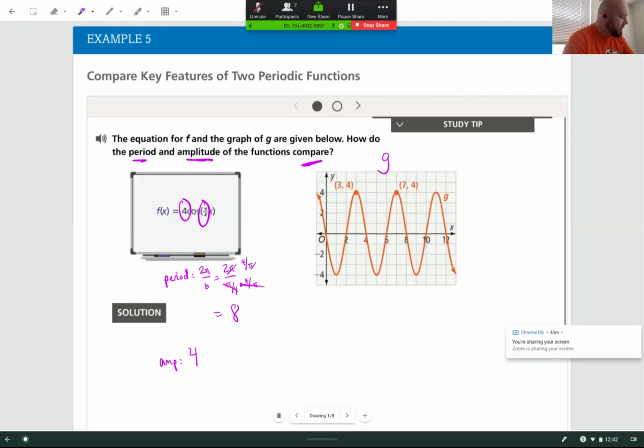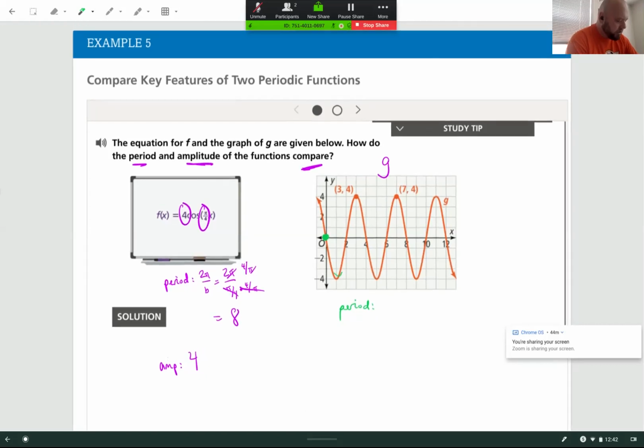Then let's look at the g function. So the g function, we can see that the period, we could look at it one way as this is going to be a sine graph because it starts at the origin at 0, and then it makes 1 full rotation down, up, back down. Ooh, and then we get back to 0 at 4. So we have the same period of 4.